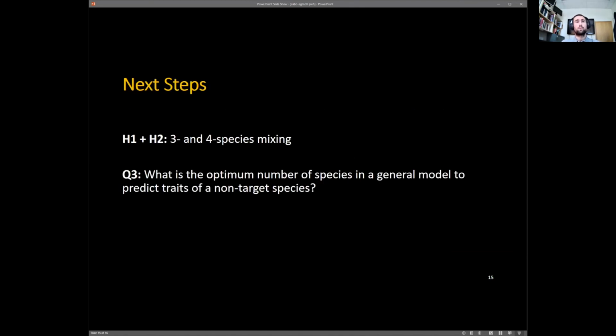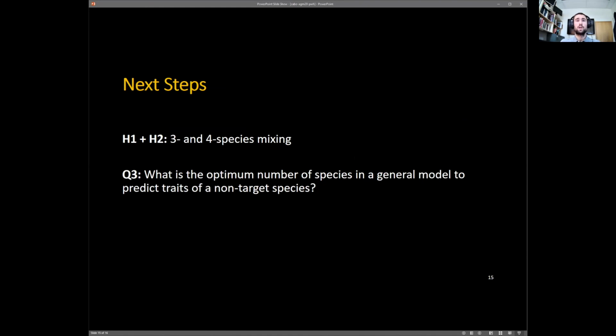Next steps, we're going to do 3 and 4 species mixing and apply that to hypotheses 1 and 2 and see how the increase in species, or the further increase in species, changes the results. And then there's another question, it's not a hypothesis yet, that we'll explore, which is what is the optimum number of species in a general model to predict traits of a non-target species?